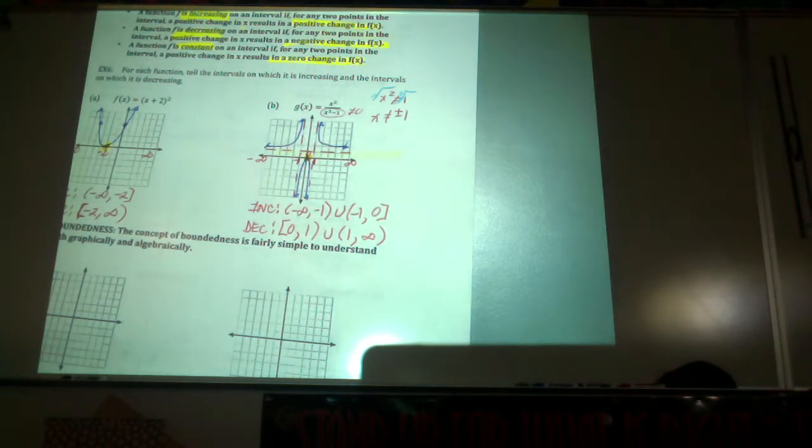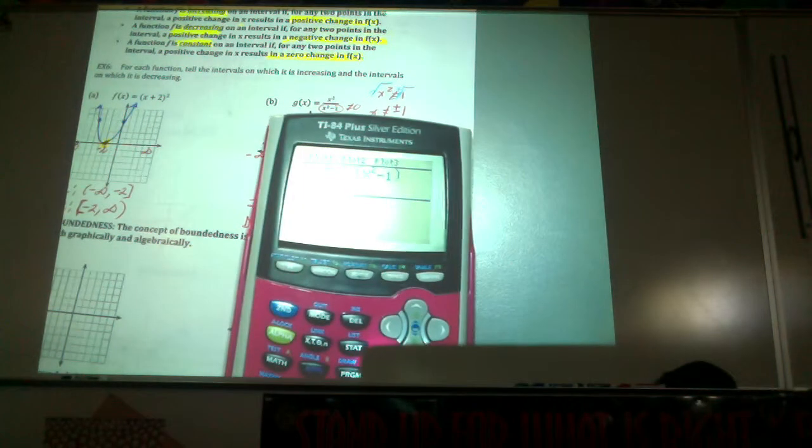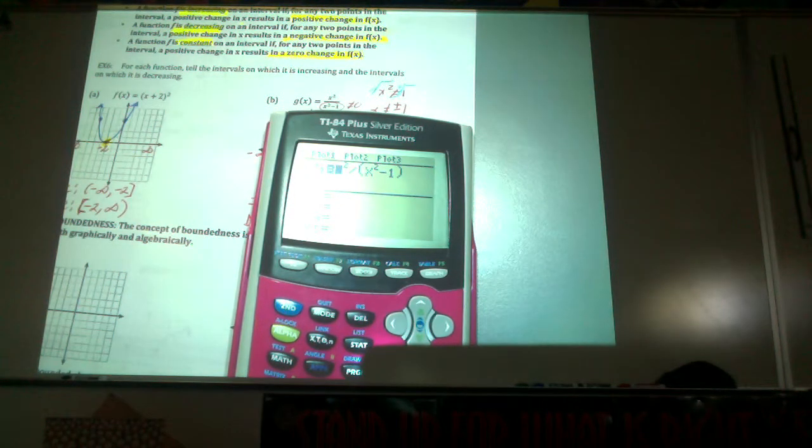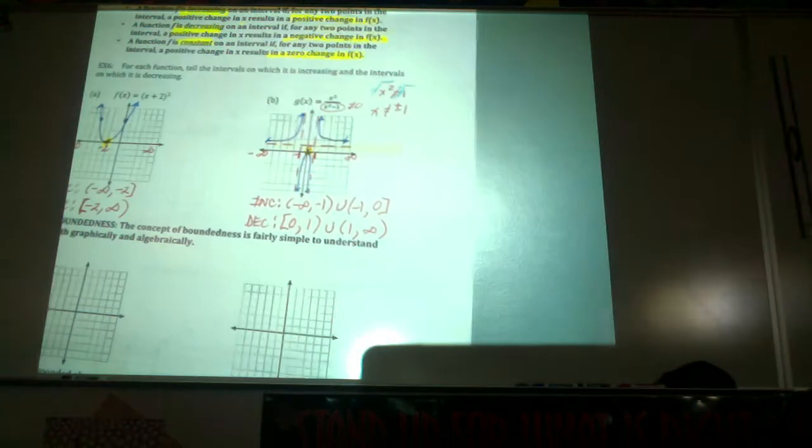Yes? Say that again? In the y equals, did you put parentheses around your whole denominator? Because if you didn't, what it's going to do is probably not show anything. Did yours not show anything? Because it's probably 0. Y equals 0, which would be the x-axis. Is that better? Let me see your calculator.